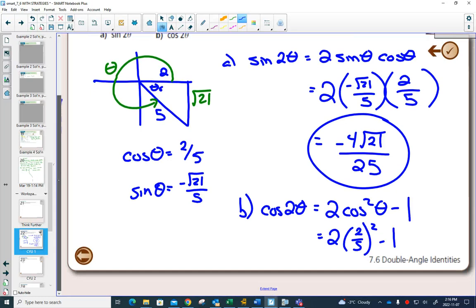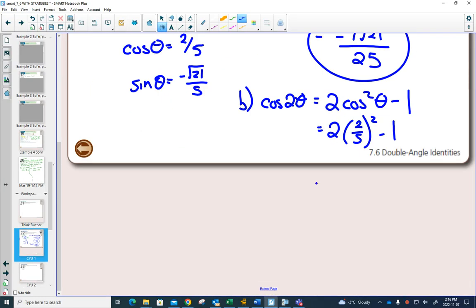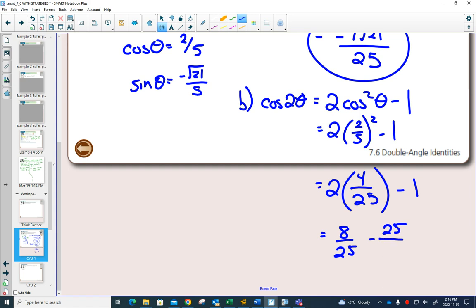How do we do order of operations here? You would square first. Then you'd have to get a common denominator.